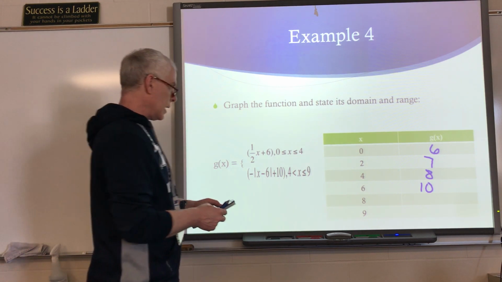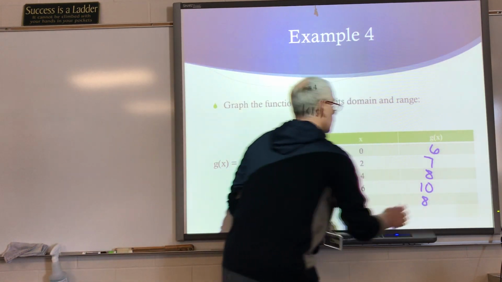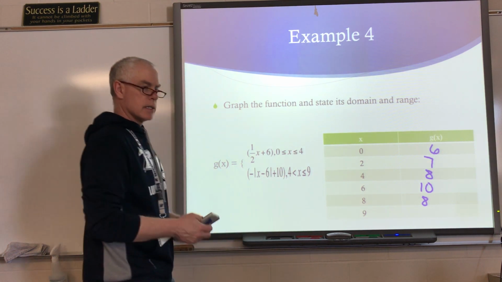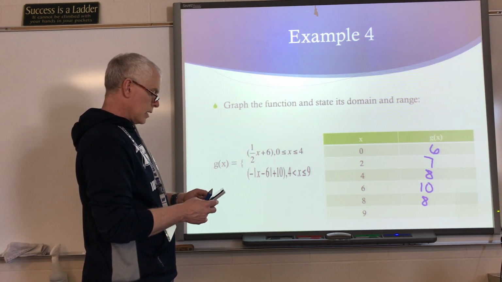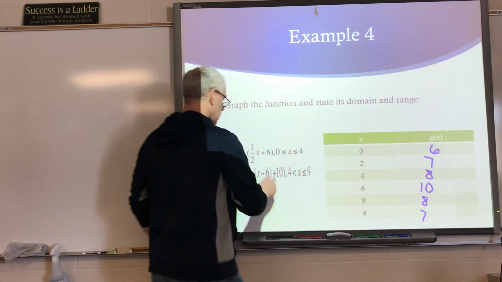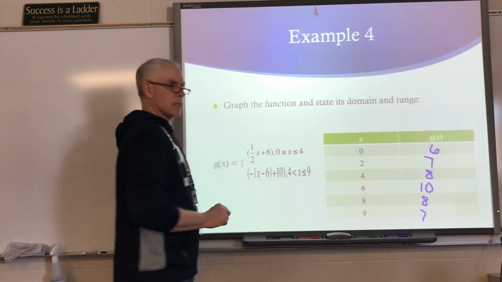When I put in an 8, I'm getting an 8. 8 minus 6 is 2, negative 2 plus 10 is 8. And when I put in a 9, I'm getting a 7. So 9 minus 6 is 3, negative 3 plus 10 is 7.